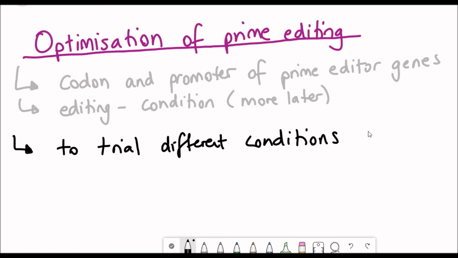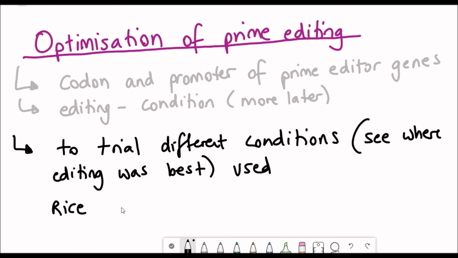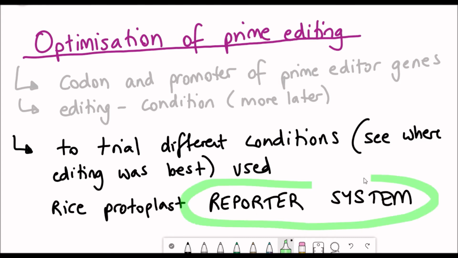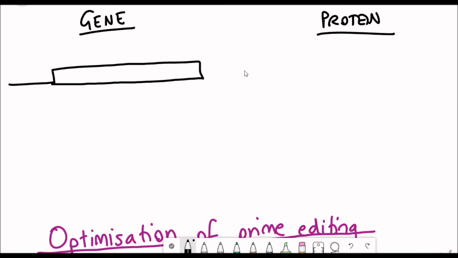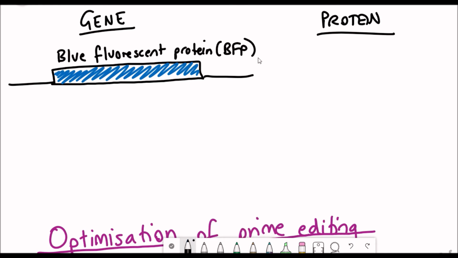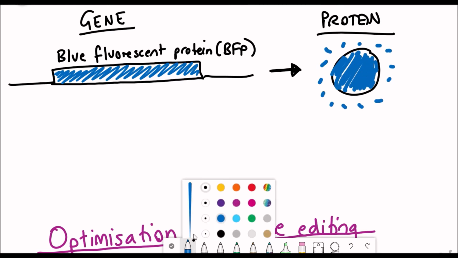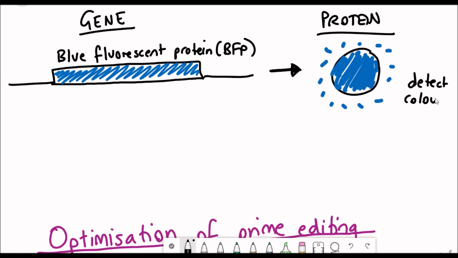And they trialed these different conditions to see where editing was best. So that's including the most efficient and with the lowest amount of undesired changes. And so initially they used a reporter system to be able to see where editing is occurring effectively. And this reporter system is a fluorescence-based system whereby you want to edit a blue fluorescent protein into a green fluorescent protein, and then you can detect the fluorescence color. I mean, I put color, but you know what I mean.